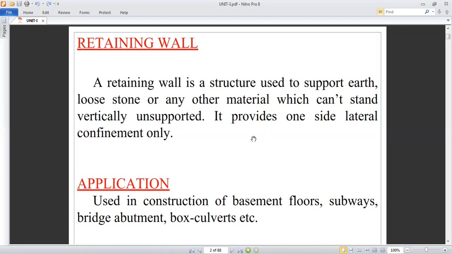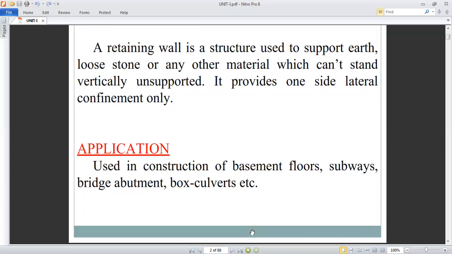Okay, so we have different applications of retaining wall. It is used on several places. Mainly, it has been constructed on the basement of floor, subways, bridge abutments, and box culvert. So you can observe these type of structure. That is, you can observe retaining wall in these applications, mainly in your box culvert and bridge abutments. Okay.